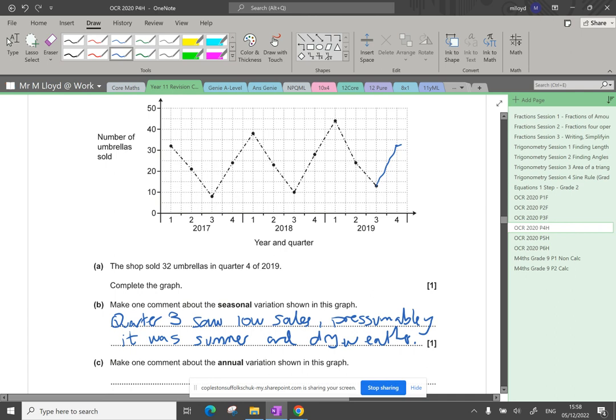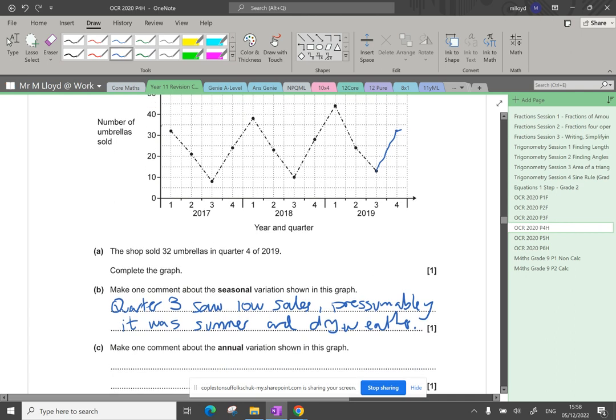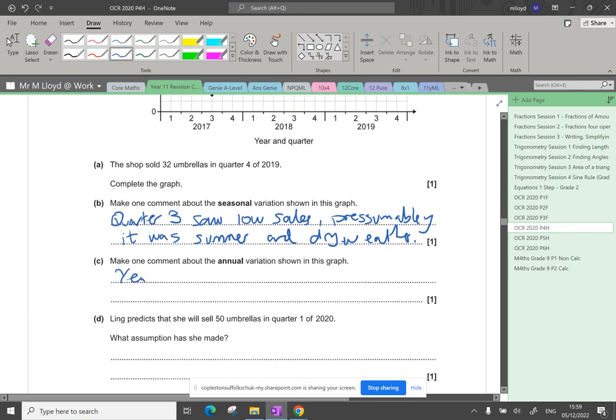Okay, make one comment about the annual variation shown in the graph. So in theory, look, we can see that we've got between the quarter 1s, and then if we do that to quarter 2s, there we go, quarter 3s, so there is an upward trend. So year on year, the trend shows sales are increasing.